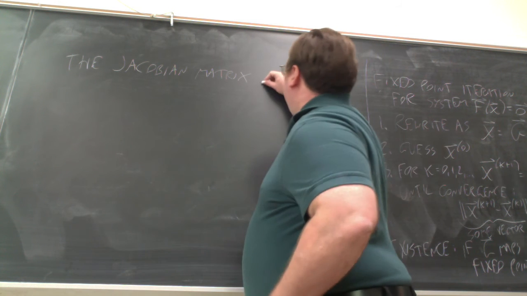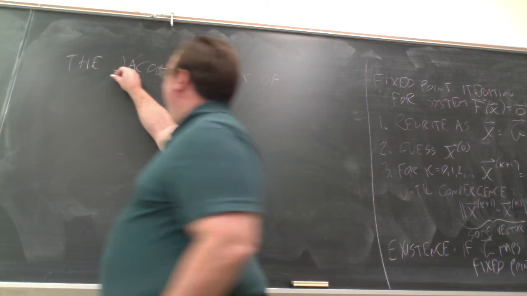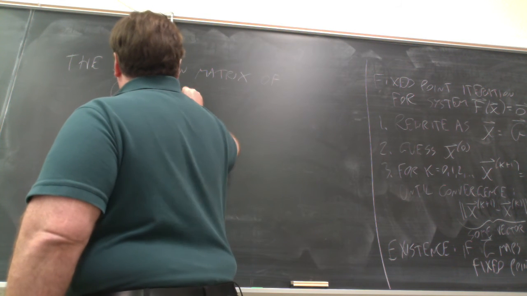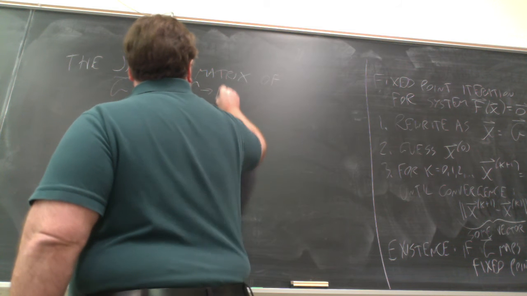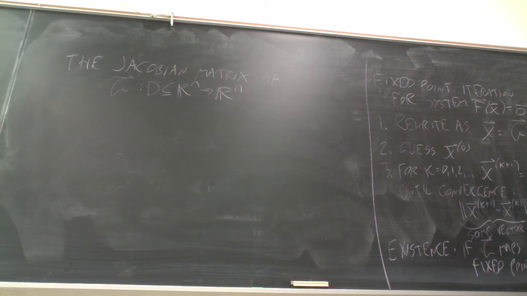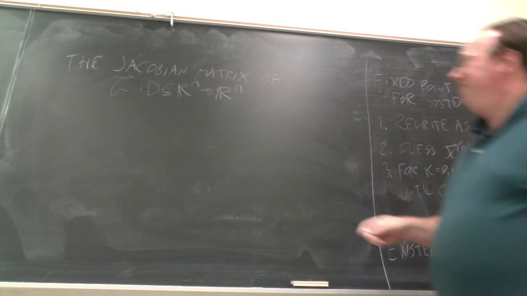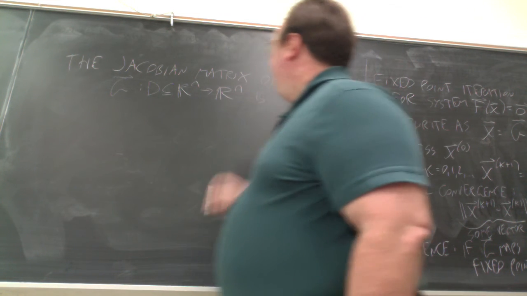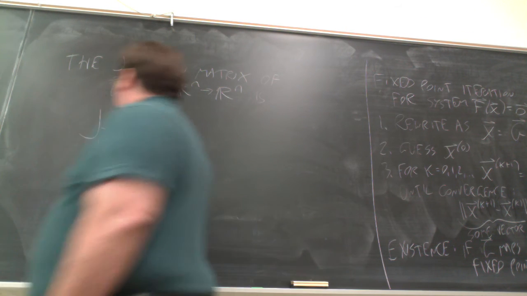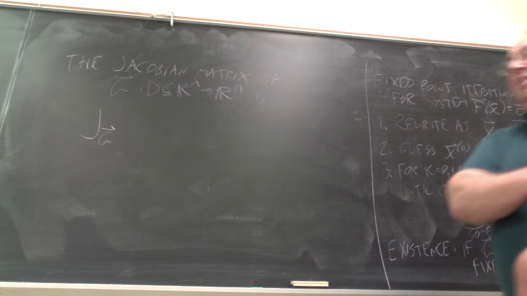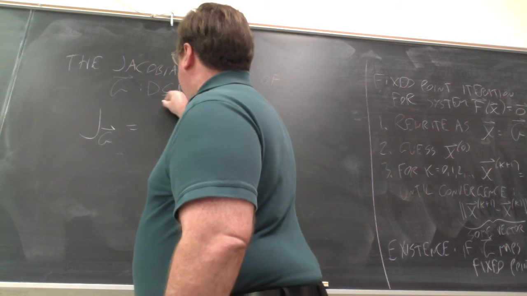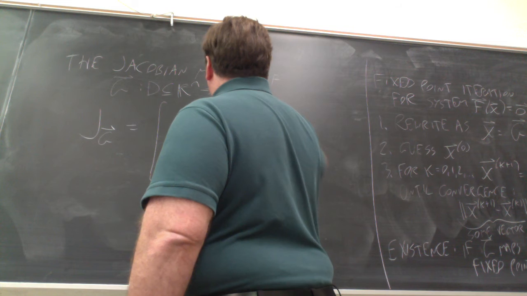So the Jacobian matrix of a function g from n variables to n variables is written this way. Use a big J, with whatever function I'm taking the Jacobian of as a subscript. So this is an n by n matrix.